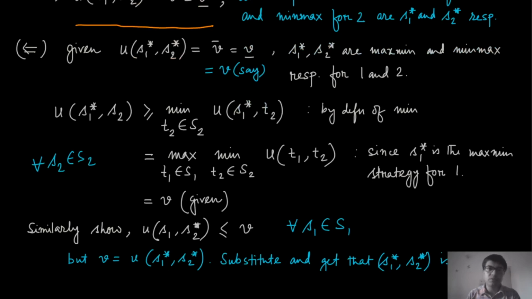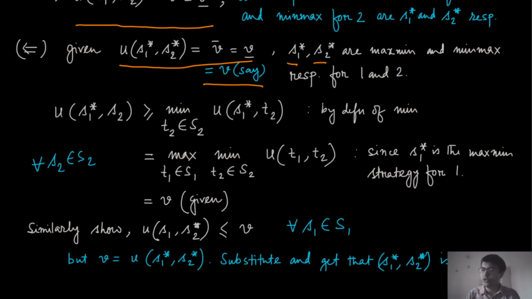Now let's prove the reverse direction. In this case, we are given this equality. So all these things are the same, and let's say that this v upper bar and v lower bar are actually equal to v, denoting it by a different notation. And what we are given is that S1 star and S2 star are the max-min and min-max values for 1 and 2. Now again we will use some techniques of this minimum.